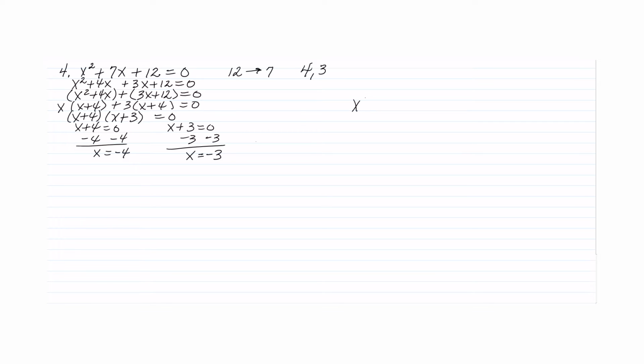Okay. So let's do another example. So if we had x squared minus 21x plus 108 equals 0, so we'd be looking for the factors of 108 that add up to be negative 21. So I'm thinking negative 9 and negative 12.